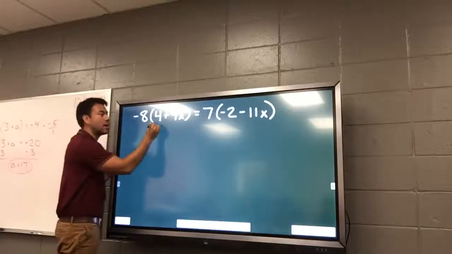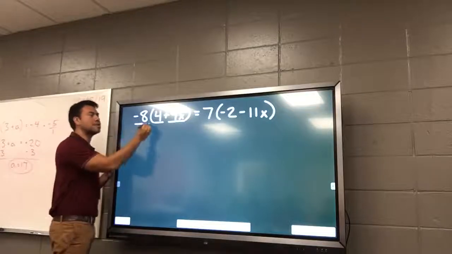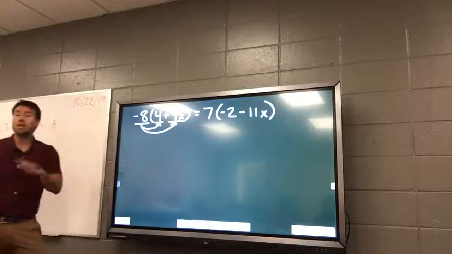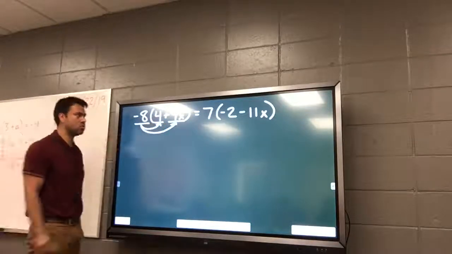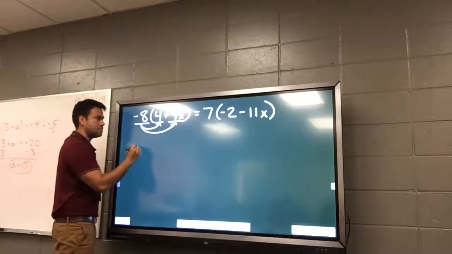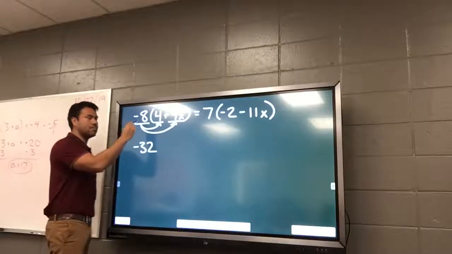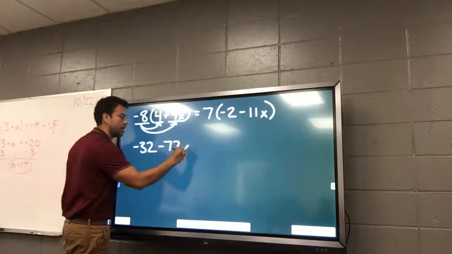All right, listen, guys. You've got to make sure. How many terms are in the parentheses here? 2 terms. So you're going to multiply this outside number by both of those inside numbers. And you can have more than 2 in there, by the way. You can have 4, 5, but here it's 2 terms. What's negative 8 times 4? Negative 32. What's negative 8 times 9x? Negative 72x.